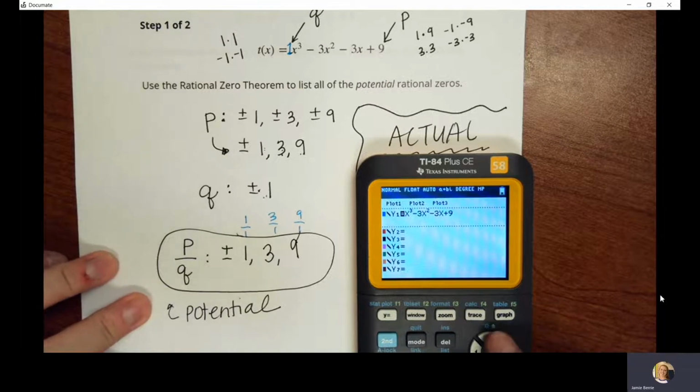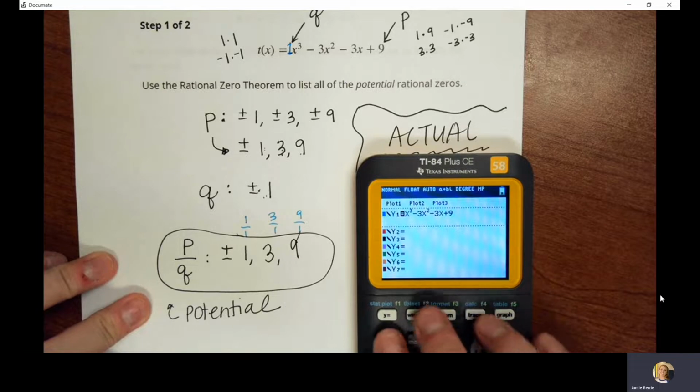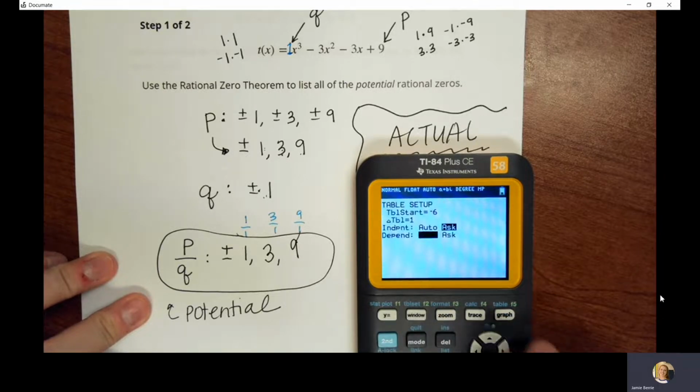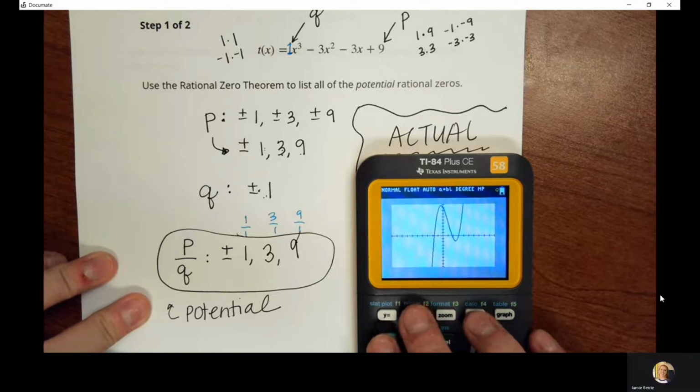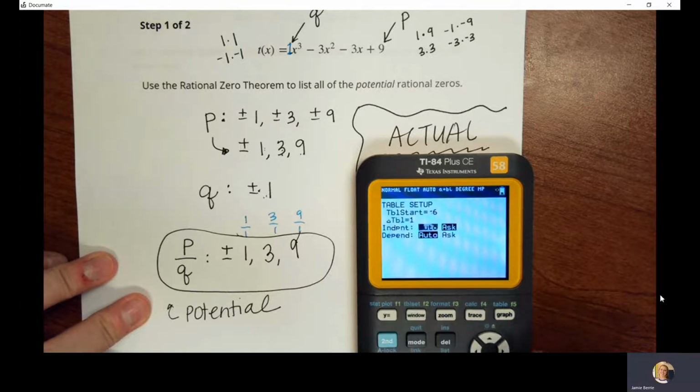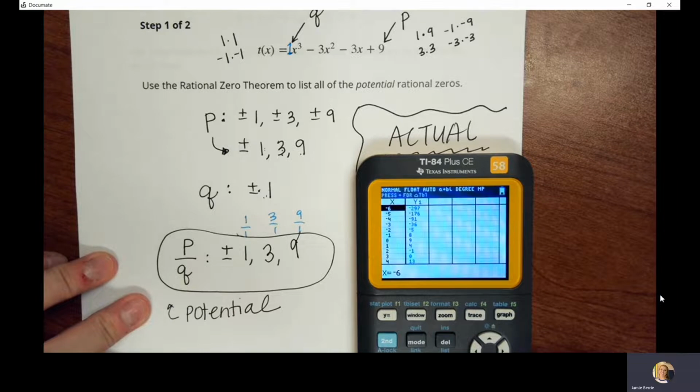All right, now you're going to go to your table. I was just messing with some of my settings, so let me fix that really quick. Oops, I hit the wrong thing. Sorry. It's going to come back down. No? All right. There we go. So now you're going to go to your table. Second graph takes you to the table.